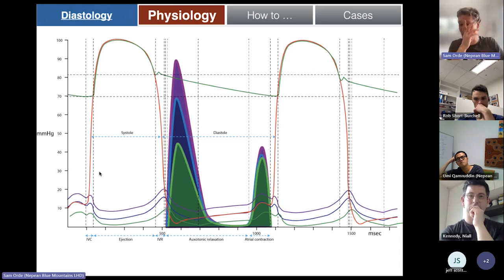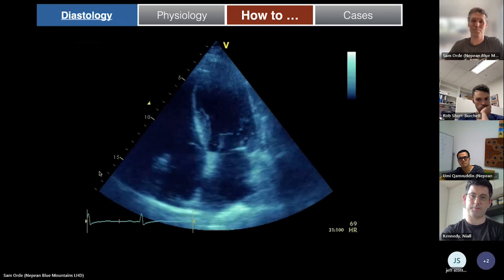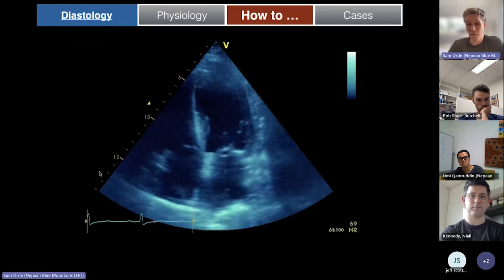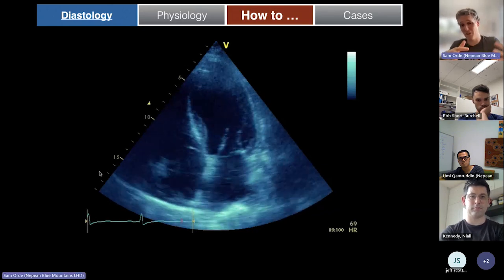And on the flip side, say we're trying to get someone off a ventilator, this might be a good way to see if we're reducing that left atrial pressure, if we start to see changes in the E to A ratio, for example. So we'll start with that E to A ratio, as you mentioned, but what else can we do?